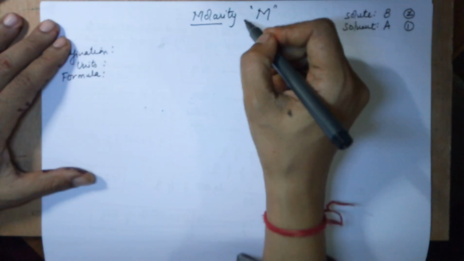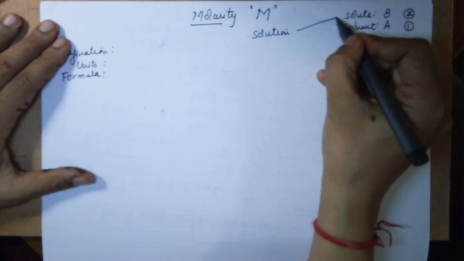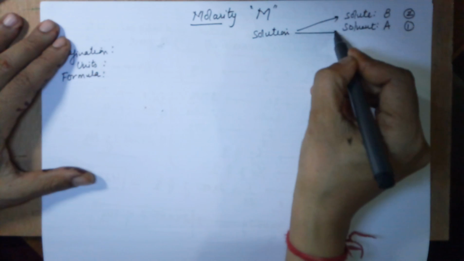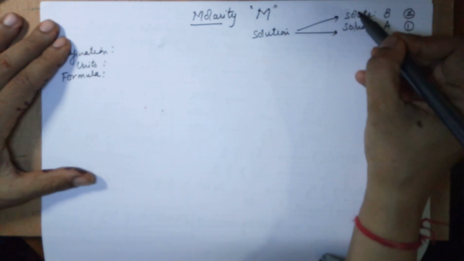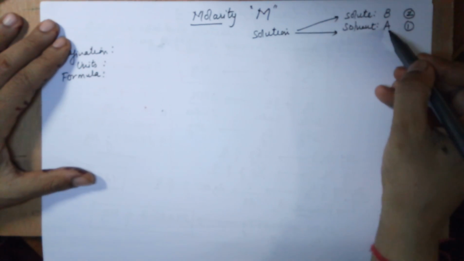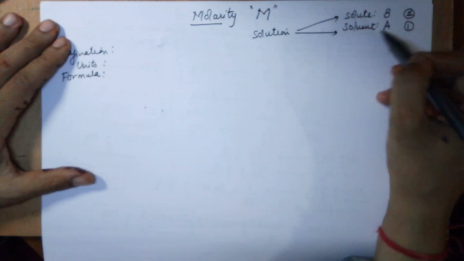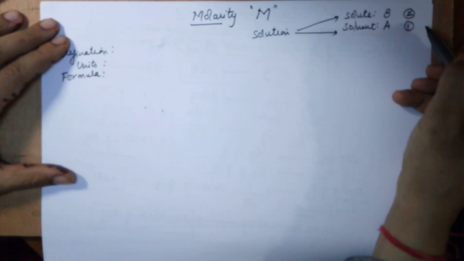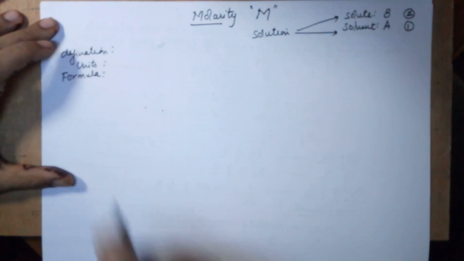Since we are talking about a solution, any solution has two parts. One, the solute, and the other is the solvent. As a rule, I would be referring to the solute as B and solvent as A. There are books which refer to solute as 2 numeral and solvent as 1 numeral. We move on to the definition first.